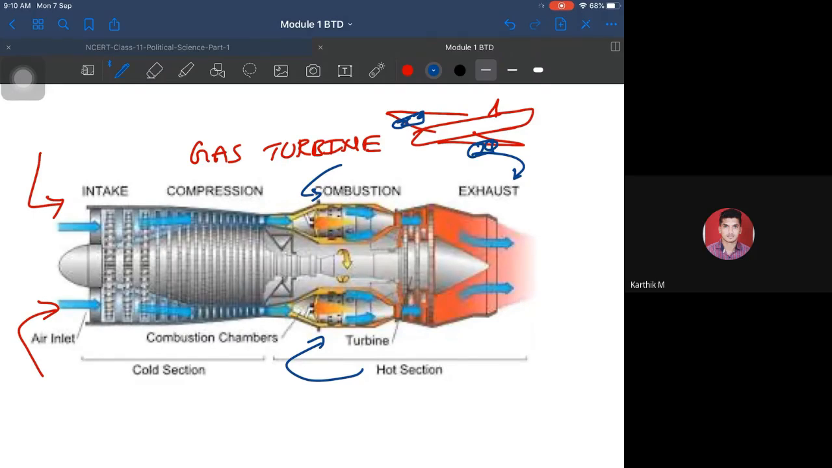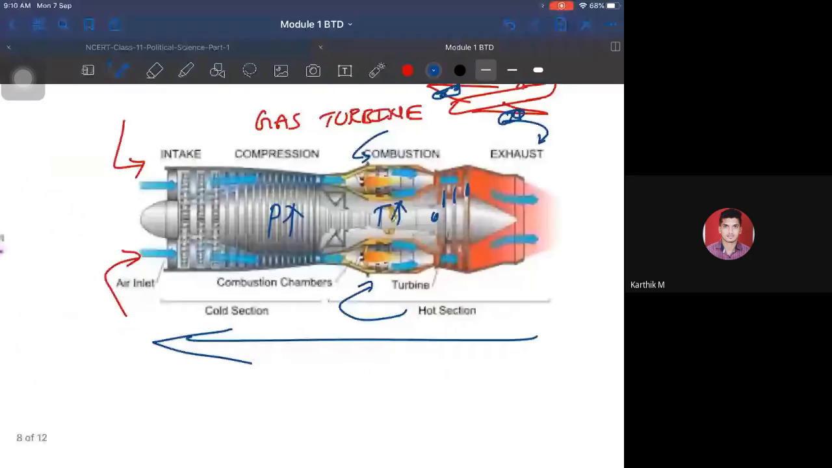So you'll be adding the fuel here, by which the heat energy is going to be increased. Here the pressure energy is being increased. Here the temperature has been increased. Now at this point, it has a tremendous amount of power to run this particular turbine here. This turbine rotates at very high speed like an aeroplane. So this is one example of the gas turbine.